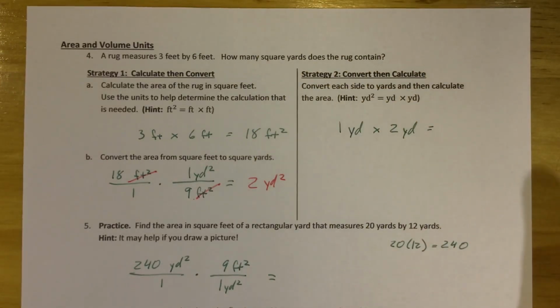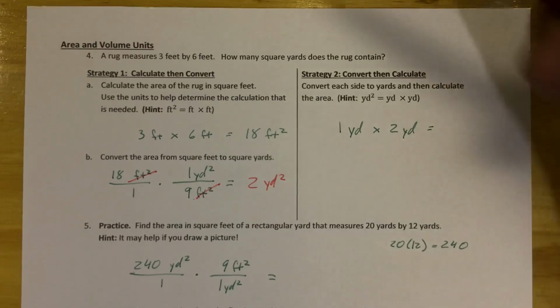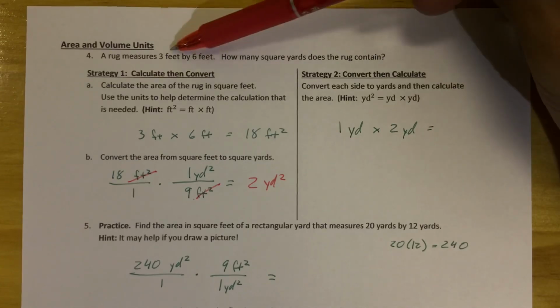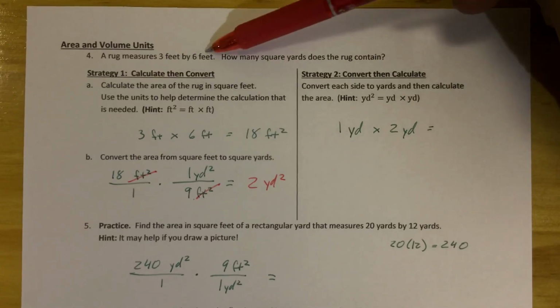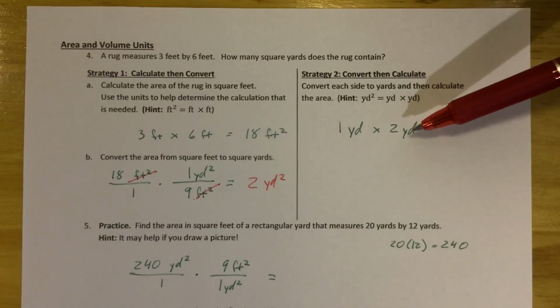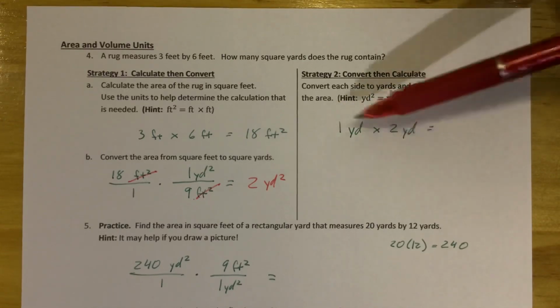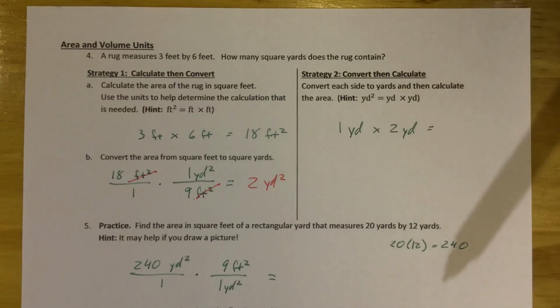The other strategy that's next to it that I don't really like is to convert each of these into yards, and then you can just multiply them. So 3 feet is 1 yard, and 6 feet is actually 2 yards because it's 3 feet per yard. Then you can just multiply those, and you also get 2 yards squared when the yards multiply there.